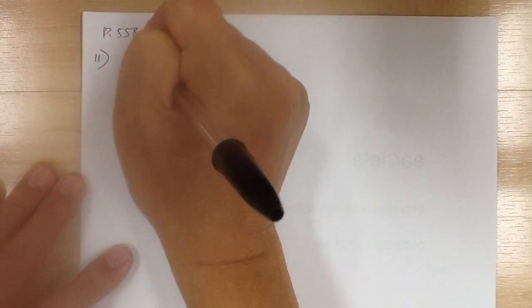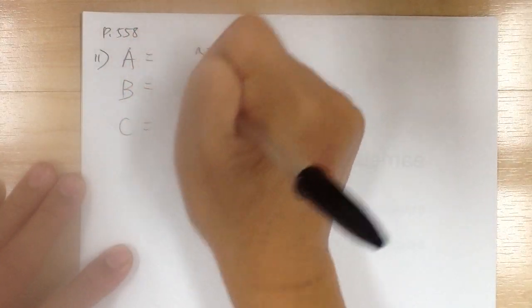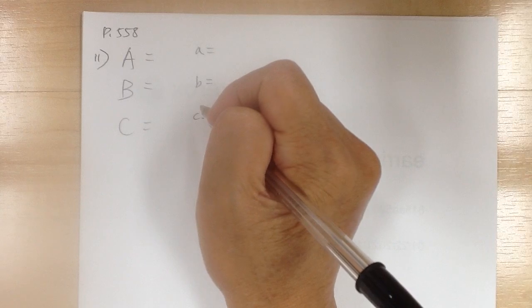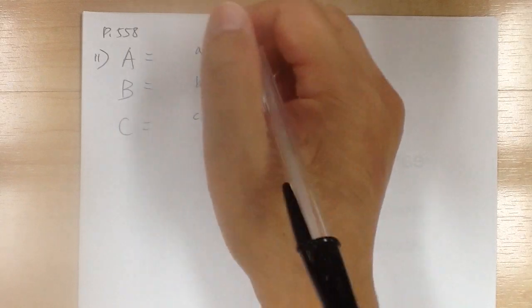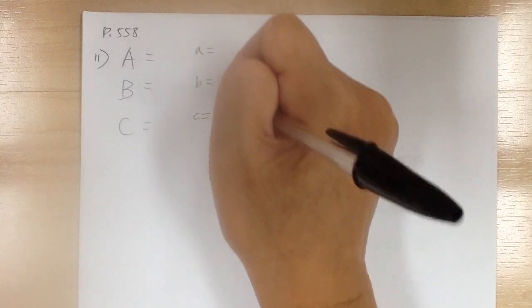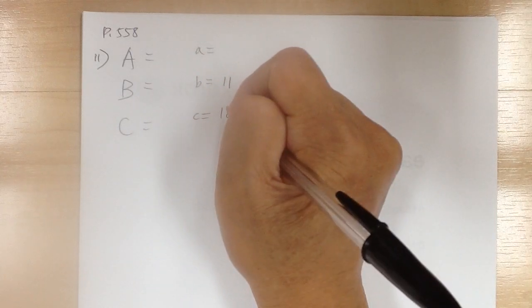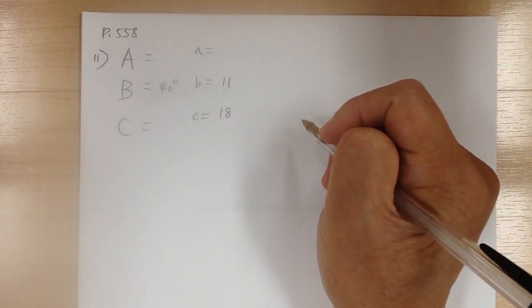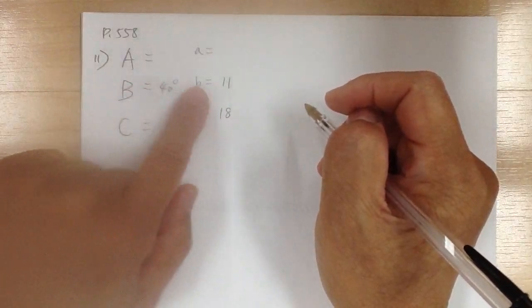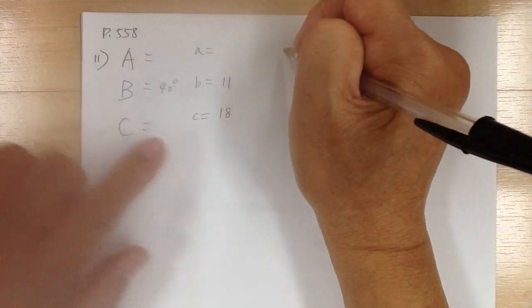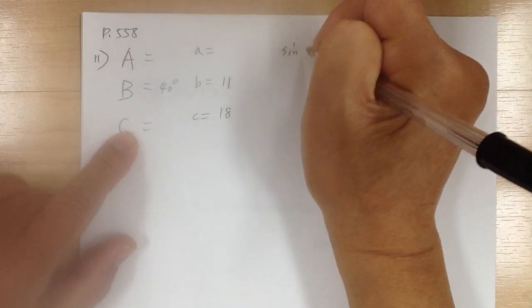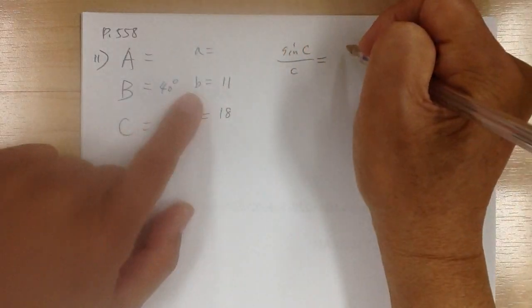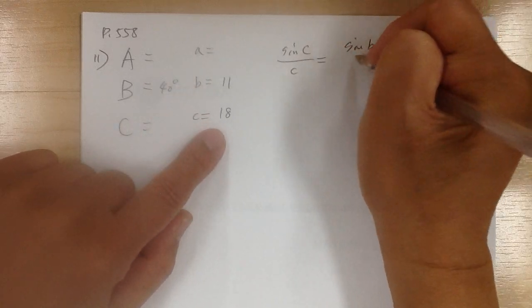Okay. Next one. Again, you've got A, B, C and small a, small b, small c. Here b equals 11, c equals 18, and B equals 40 degrees. In this case you have two of the same letters, so you have to use the law of sines. This is a given, so we have to find the sine first. So sine C over c equals sine B over b.